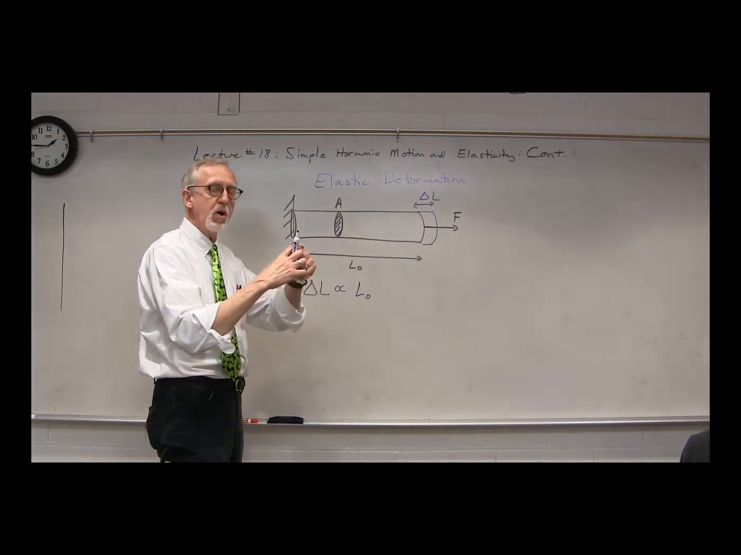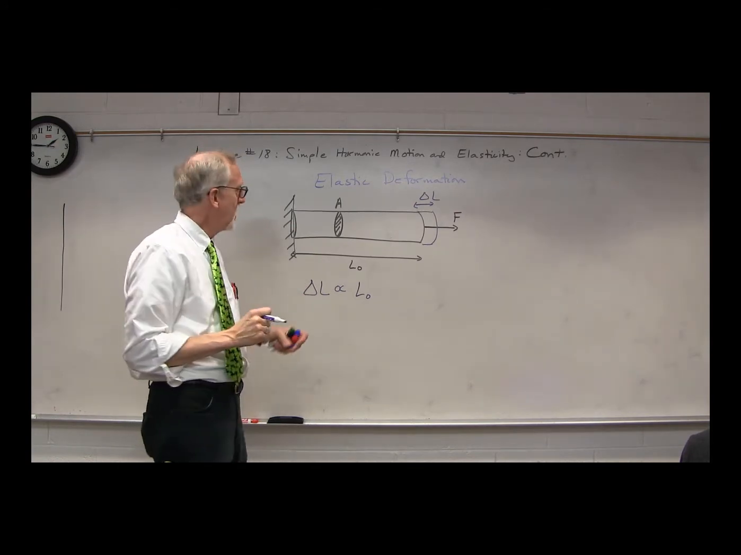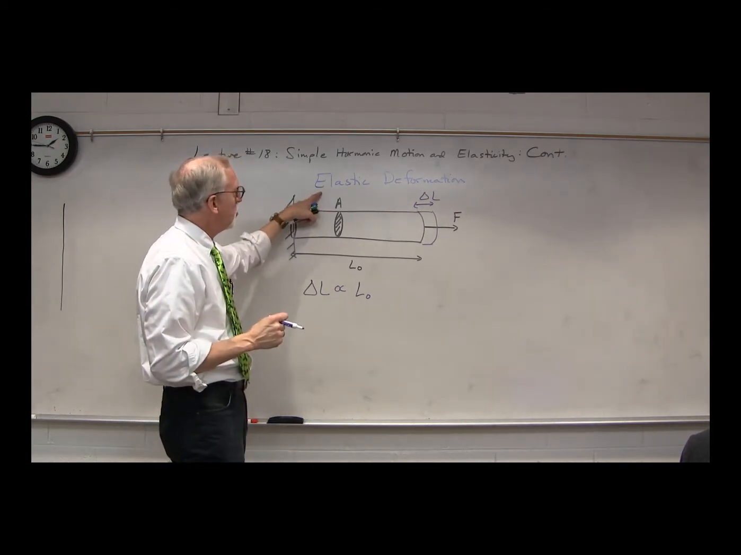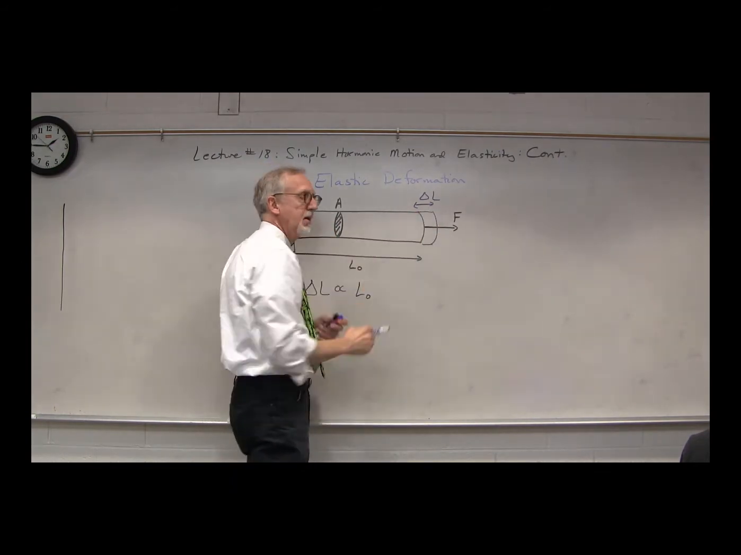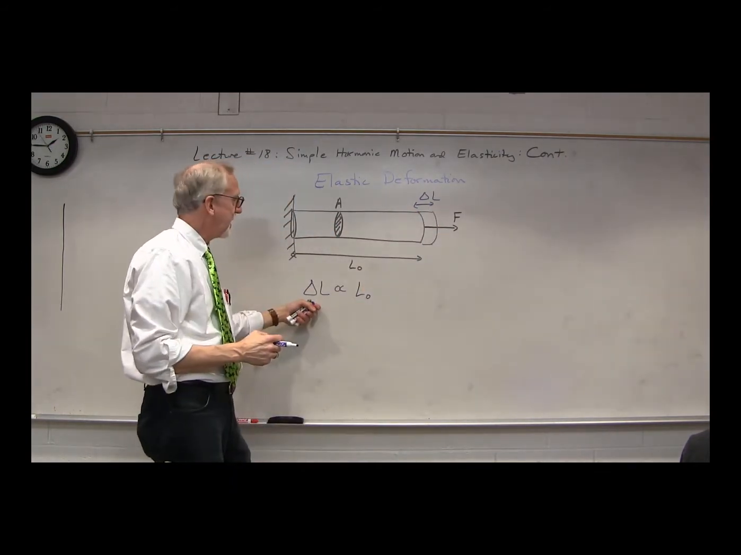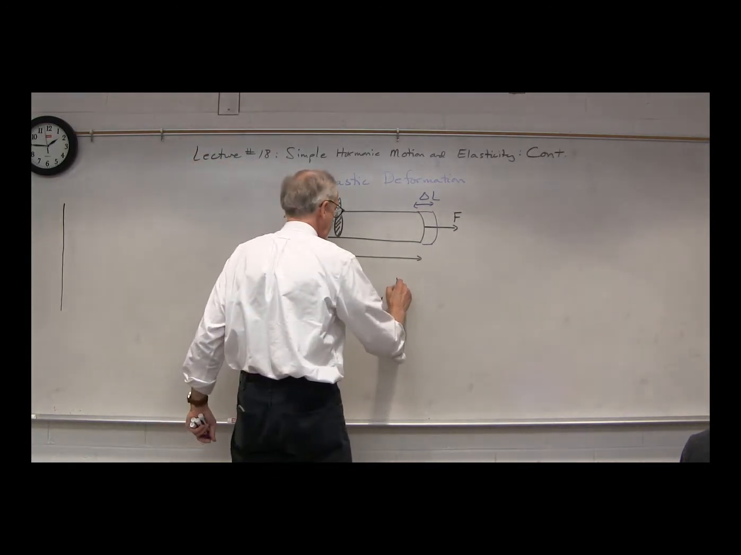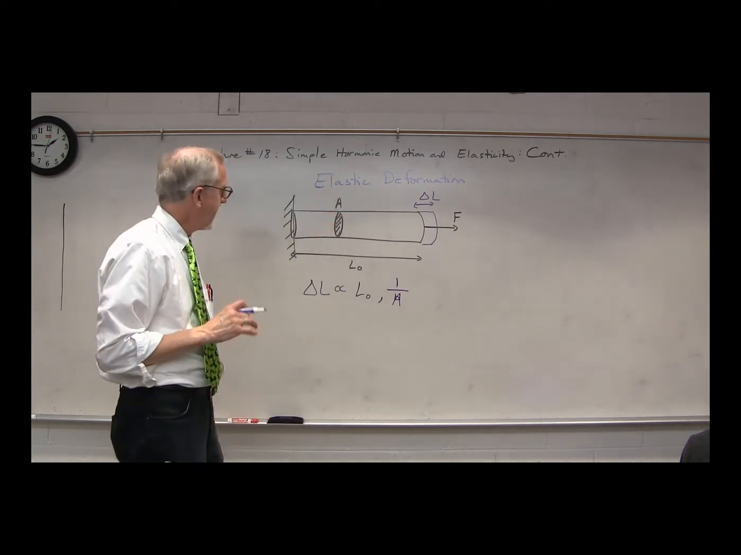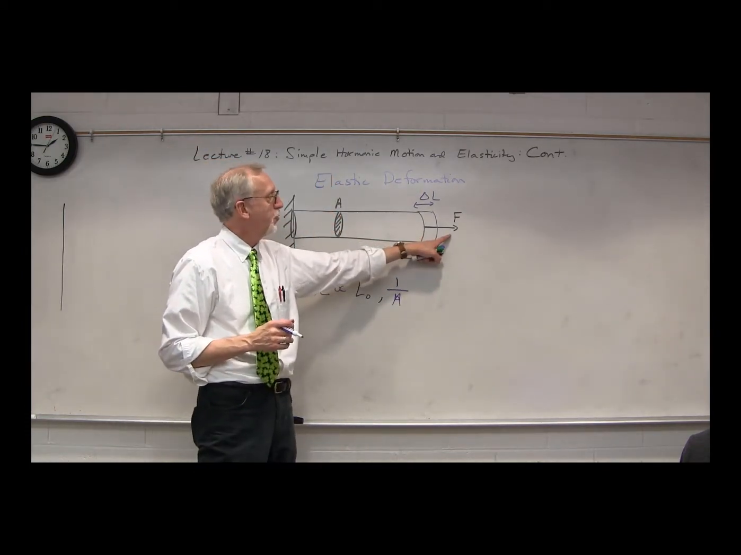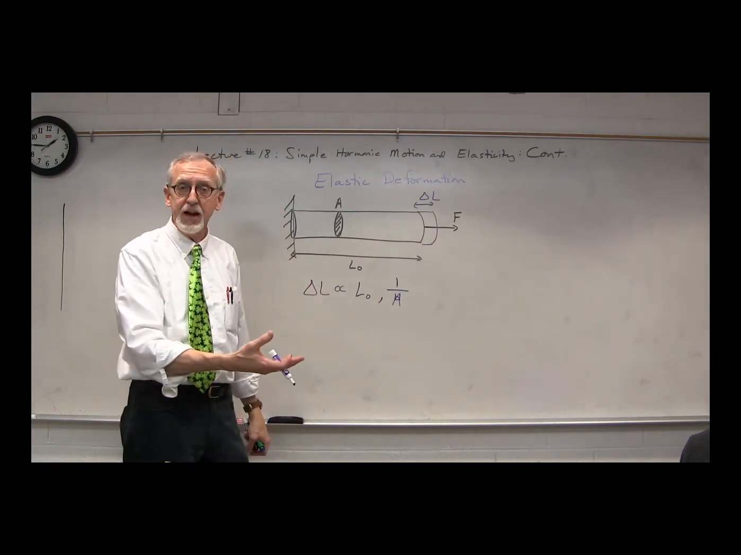Well, the more area it has, the stronger the material would be. If we had twice as much area, we would have to apply twice the force to get it to stretch an amount delta L. So delta L is going to be inversely proportional to the area, 1 over the area. Great. Now, what about the force? If we apply more force, we expect to get more stretch.